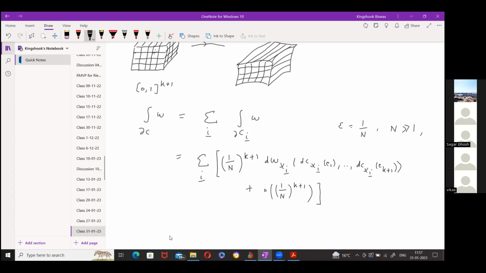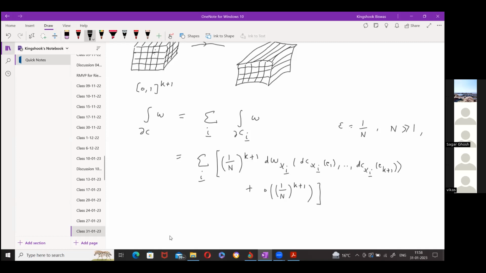Right. This is by our definition of the exterior derivative, right? This exterior derivative applied to these vectors is the limit as capital N tends to infinity of the integral of omega over the boundary of this small cube divided by 1 over n to the k plus 1, right? Okay, so therefore this integral is going to be 1 over n to the k plus 1 times this d omega applied to these vectors, plus an error term which is little o of epsilon to the k plus 1.